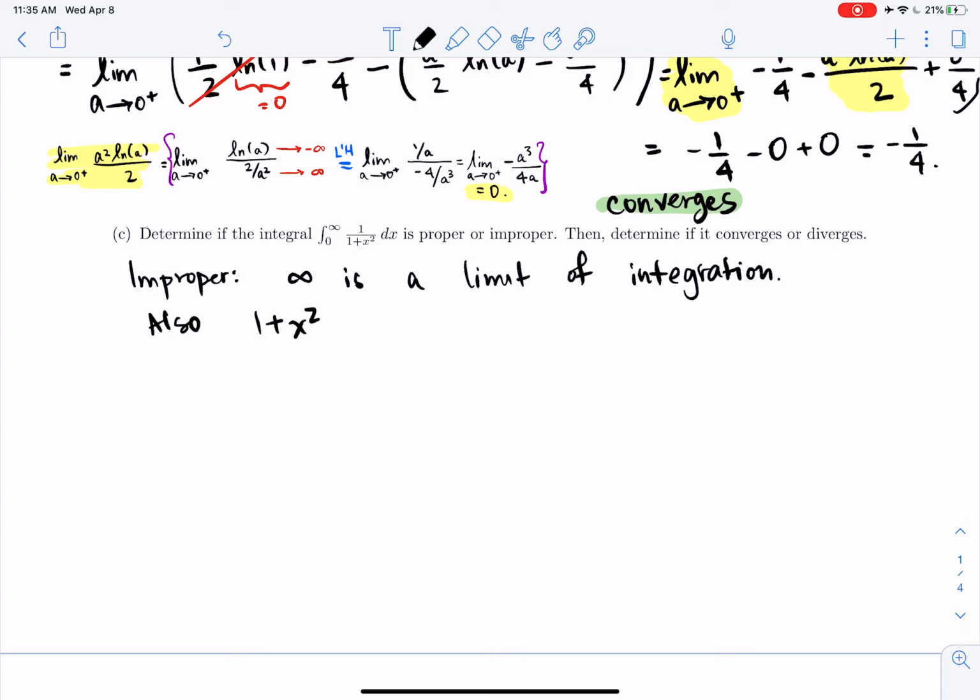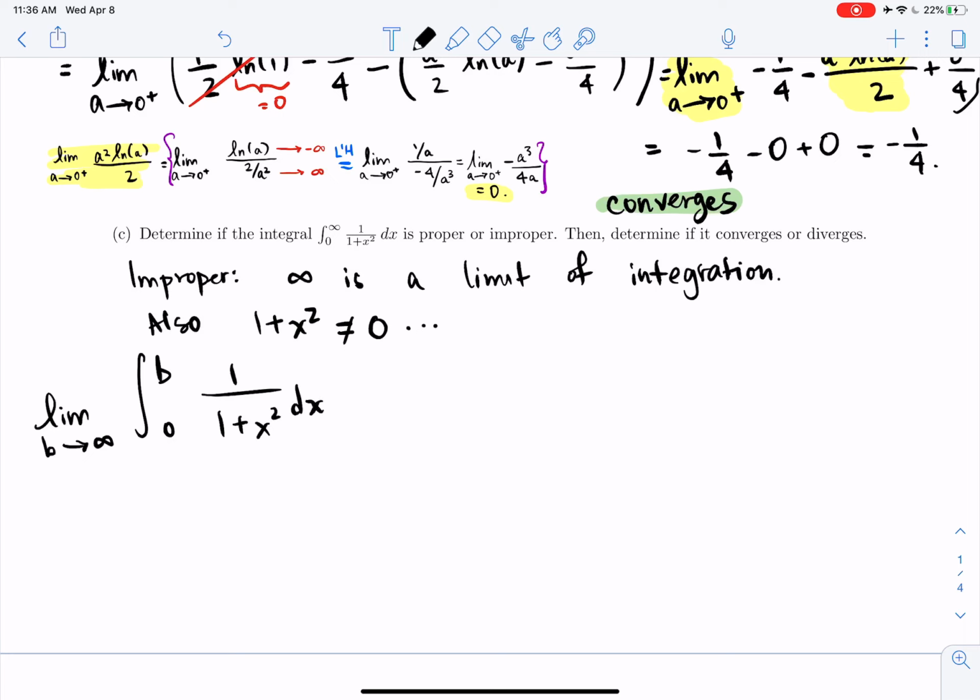Is that ever 0 for any x value in the interval? No, never. So this is never 0, so we don't have any other parts of this integral that we need to adapt. We simply need to replace infinity with our dummy variable, b. And we want to take b to positive infinity, and now we leave everything else alone.